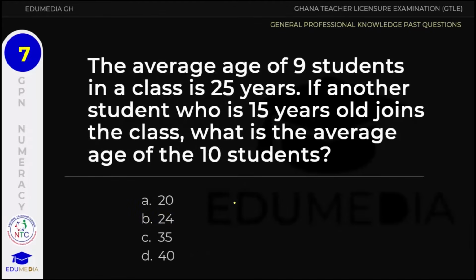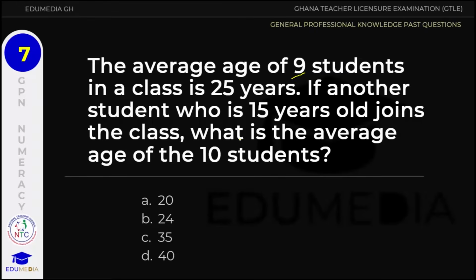The next question. The average age of 9 students in a class is 25 years. If another student who is 15 years old joins the class, what is the average age of the 10 students? So we have 9 students and their average age is 25 years. This time we have a 10th student who is adding up, and this student is coming with his own age, that is 15 years. All right. So first of all, what you need to do is get the original total age of these 9 students.